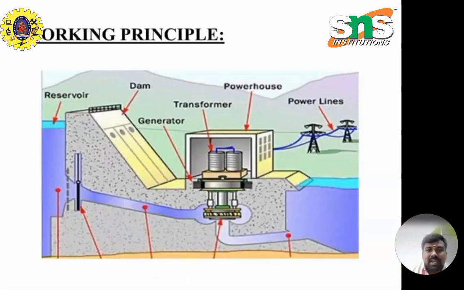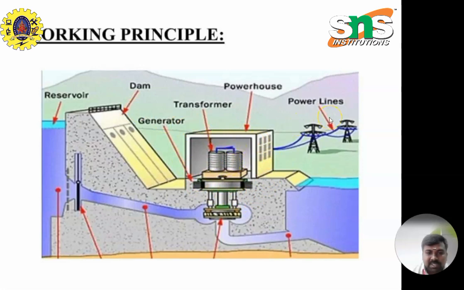So this is the layout of the hydroelectric power plant. Here the reservoir collects all the water from the rainfall areas. The dam is the barrier for the stored water. This is the power generating house. It consists of the turbines as well as the generator.